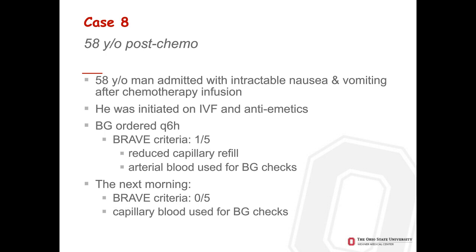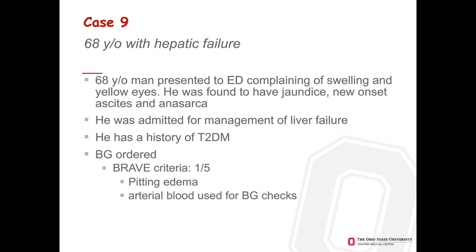Case 9 is a 68-year-old man who presented to the ED complaining of swelling and yellow eyes. He was found to have jaundice, new onset ascites, and anasarca. He was admitted for management of liver failure. He did have a known history of type 2 diabetes.